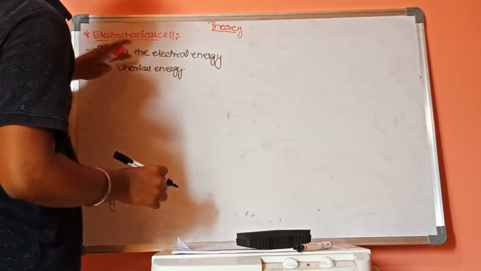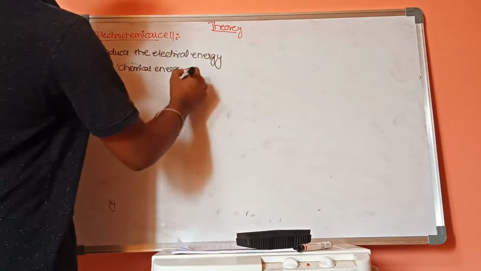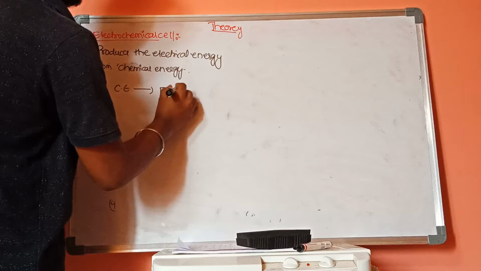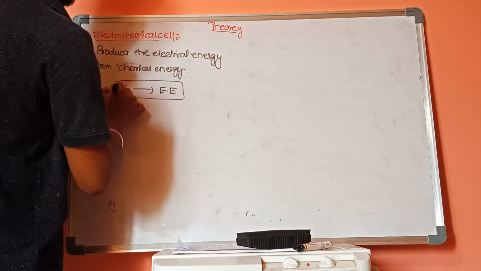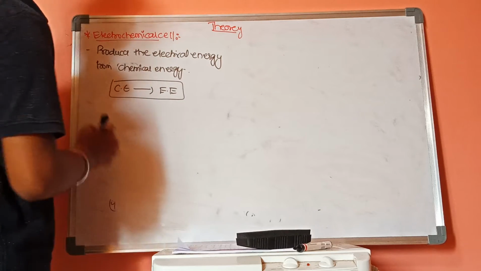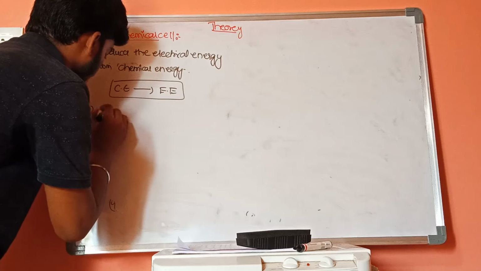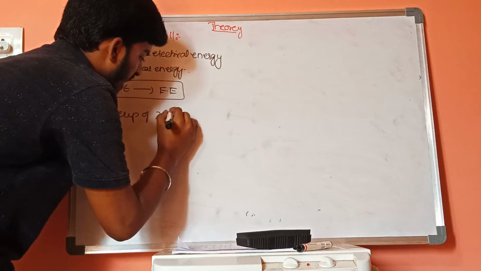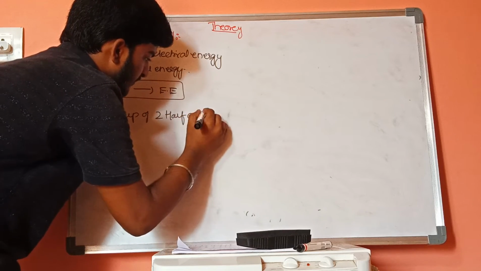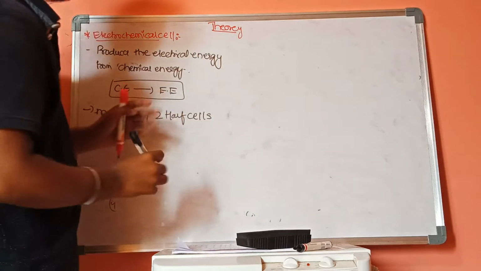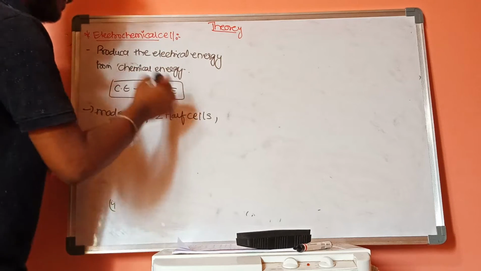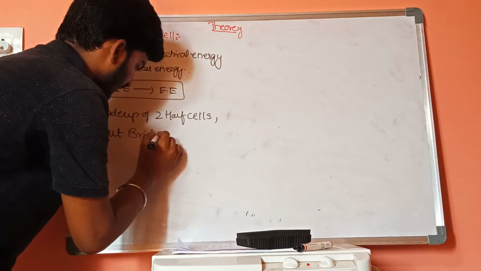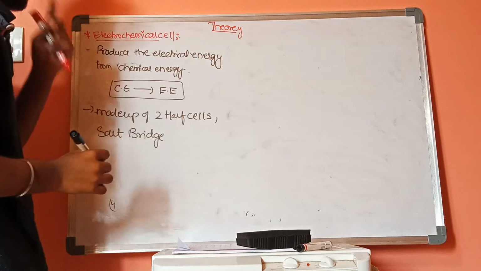An electrochemical cell is a device which produces electrical energy from chemical energy. That is, chemical energy will get converted into electrical energy. This electrochemical cell is made up of two half cells, and these two half cells are interlinked by a salt bridge.